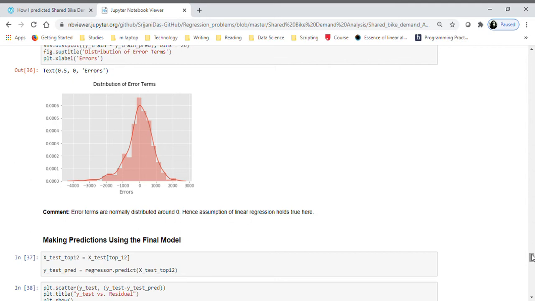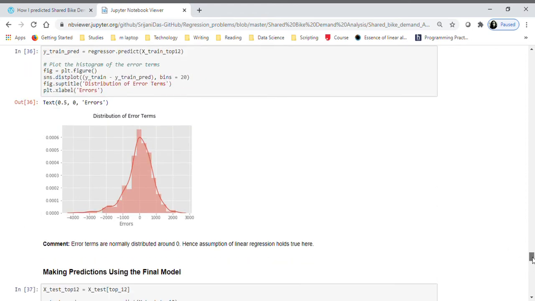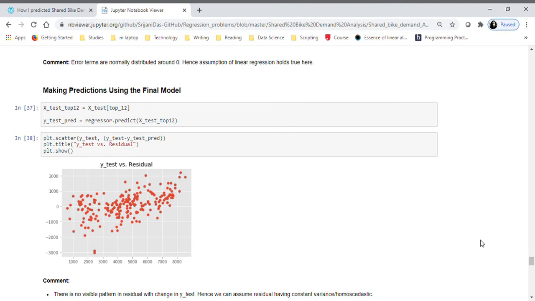Next thing that I did here is, let me just go a little bit down, making predictions. Of course, once we are done with the training data set, now we can go ahead testing the model with test data. Now we also made the prediction, and this is the Y test versus residual.